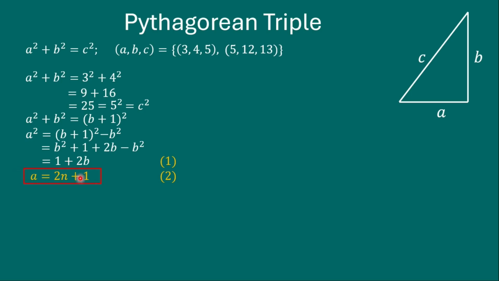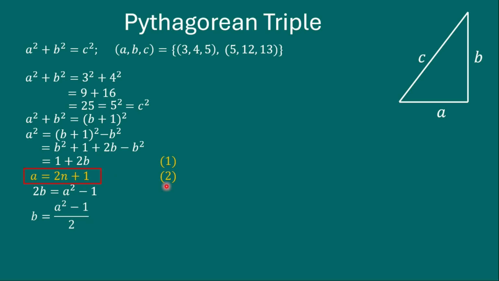Now, in terms of n, we can define b as well from equation 1, because from equation 1 I can write 2b equals a squared minus 1. I'm taking this 1 to this side of the equation, so that will become minus 1, and from this I can write b equals (a squared minus 1) divided by 2.